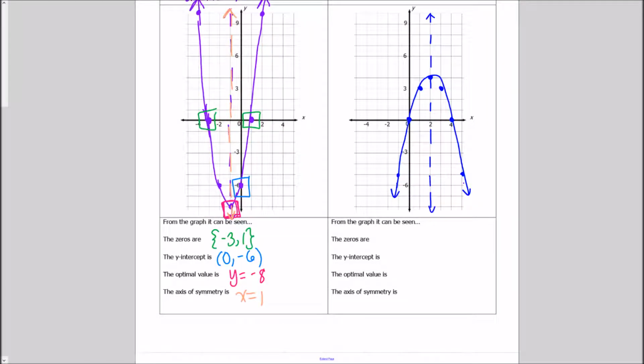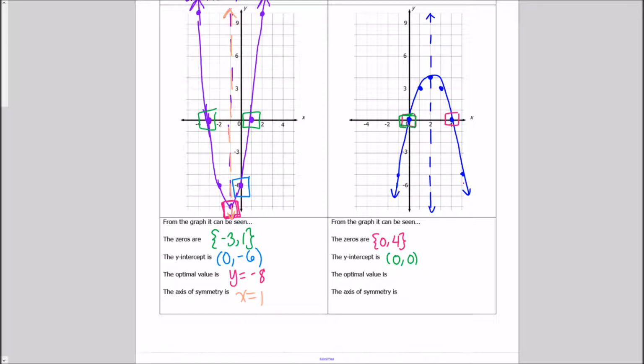So from the graph, it can be seen that we have zeros right here and right here because this is where our parabola is crossing the x-axis. So our zeros are going to be at 0 and at 4. Remember, we want the set notation brackets, okay? Also, the y-intercept happens to be in the same spot as our 0 right here. So our y-intercept is exactly the same. So we're going to say it's (0, 0) because we write it out as a coordinate, okay?